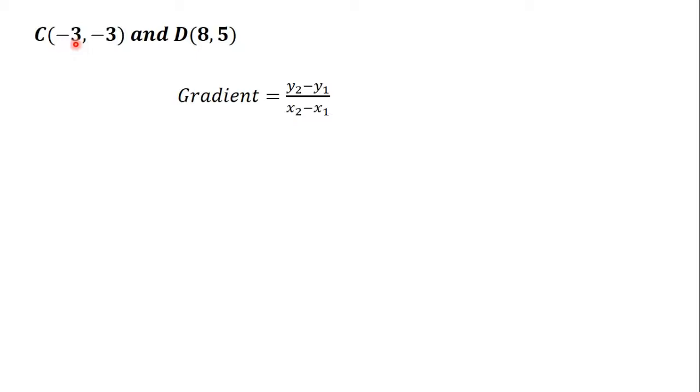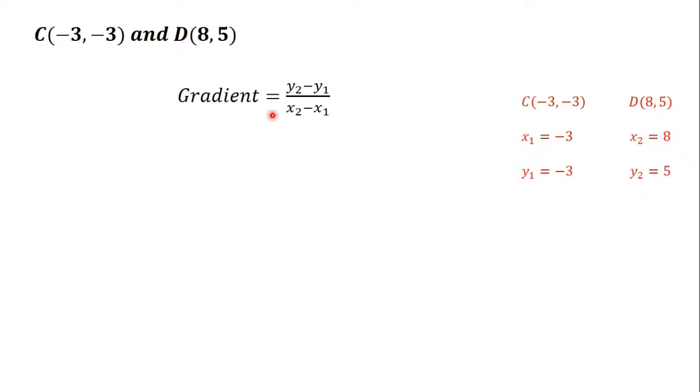Point C has the coordinates -3, -3, and point D has the coordinates 8, 5. Remember, the gradient is y2 minus y1 divided by x2 minus x1. Point C is the first point, so the x coordinate of C will be x1 and the y coordinate of C will be y1. D is the second point, so the x coordinate of D will be x2 and the y coordinate of D will be y2. So x1 is -3, x2 is 8, y1 is -3 and y2 is 5.